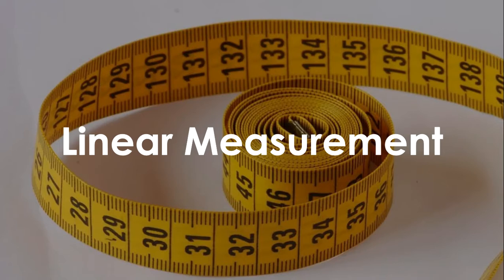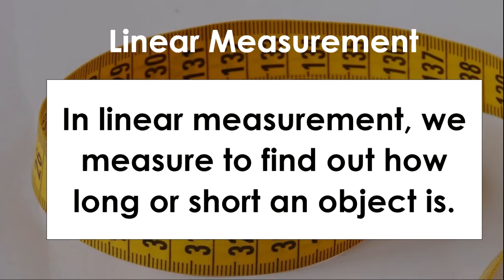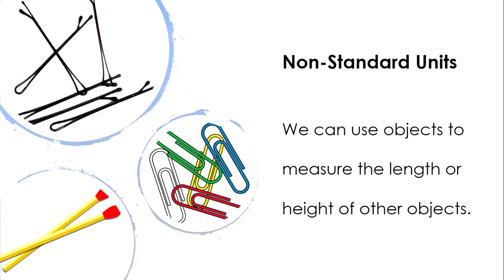Okay. Now we are looking at linear measurement, and we said in linear measurement we measure to find out how long or short an object is. And we can use non-standard units to measure. We can use objects to measure the length or height of other objects. So paper clips, matchsticks, hairpins. Someone even used some screws yesterday for the assignment that you had in order to measure some objects.